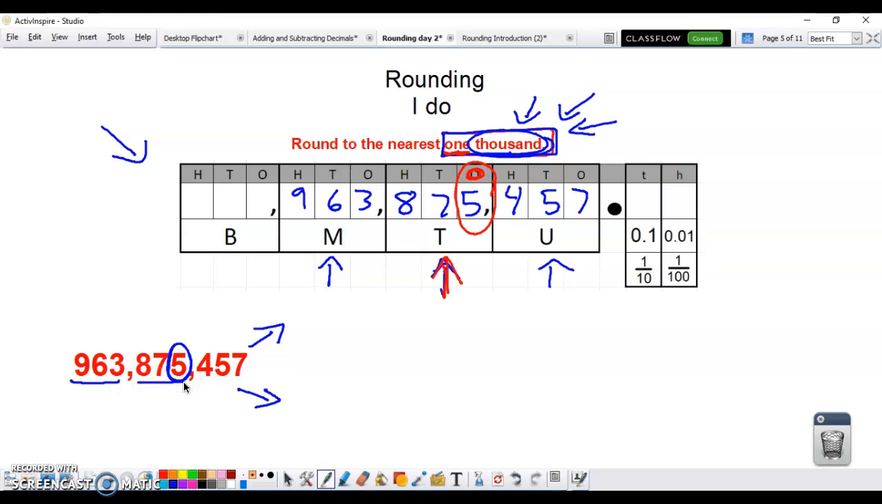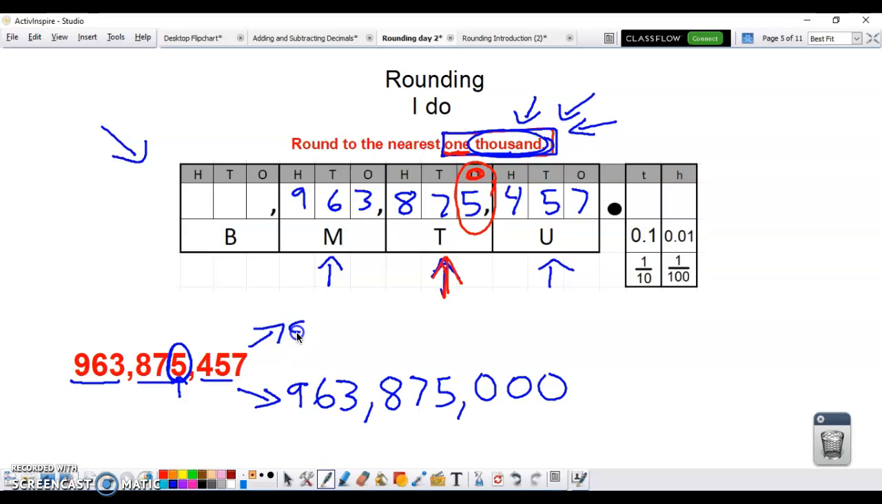So I have 963,875,000. If I want to keep that the same, then I rewrite it 963,875,000, right? And remember the rule, everything else to the right turns into zeros. So I have 3 digits that I have to turn into zeros. Now, my second option, if I wanted to round up this digit 5 one more number, well, what comes after 5? Simply a 6.